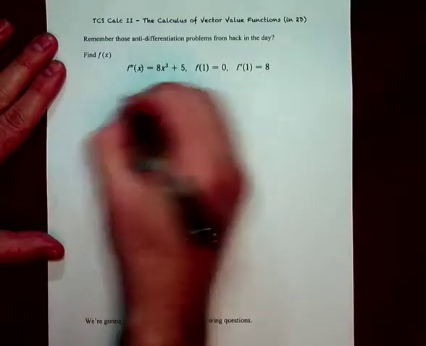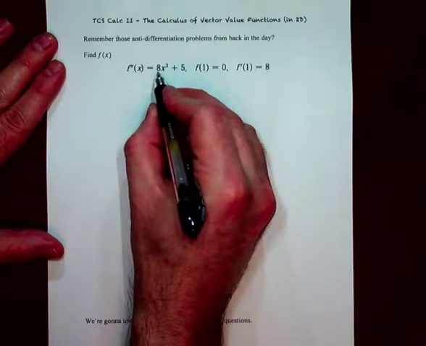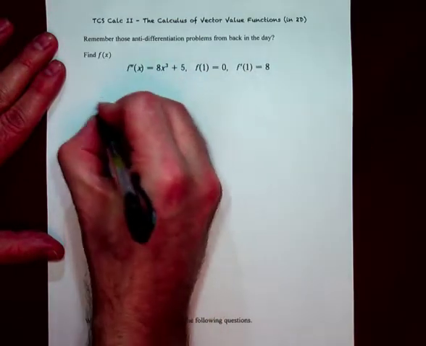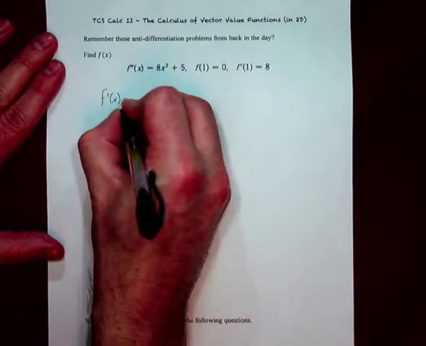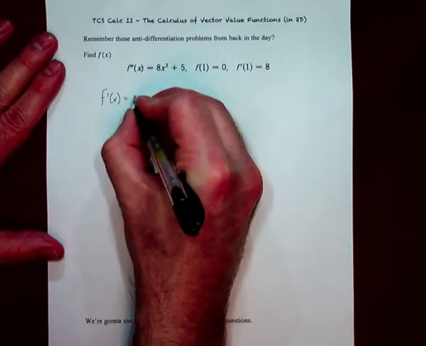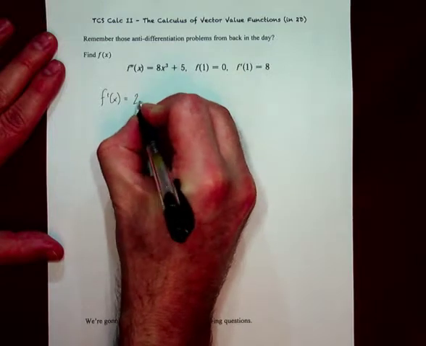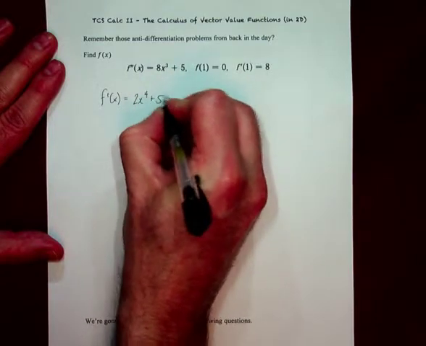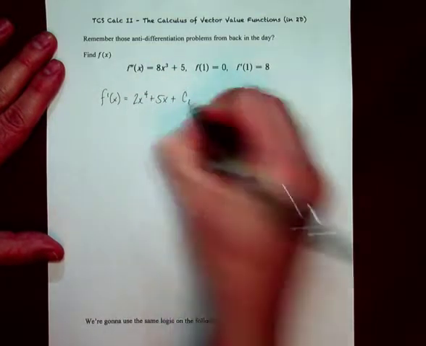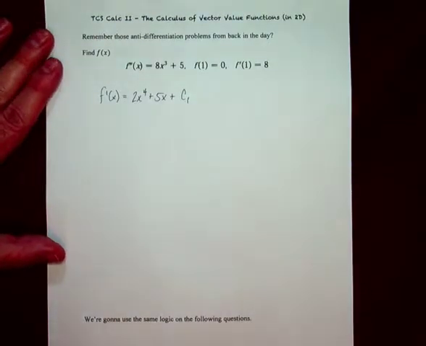And so if you have f double prime is equal to 8x cubed plus 5, then we know that f prime is going to be 8 over 4, right? Because this is going to go to x to the 4th over 4, so it becomes 2x to the 4th plus 5x plus, and we'll call this C1 since we know we're going to do it twice.